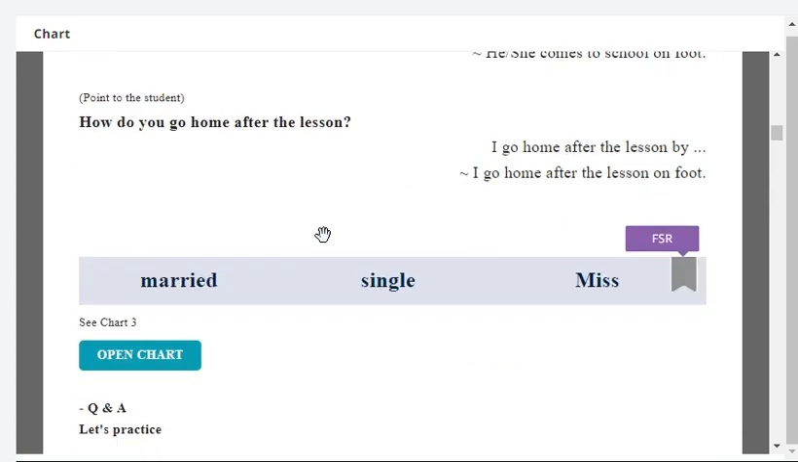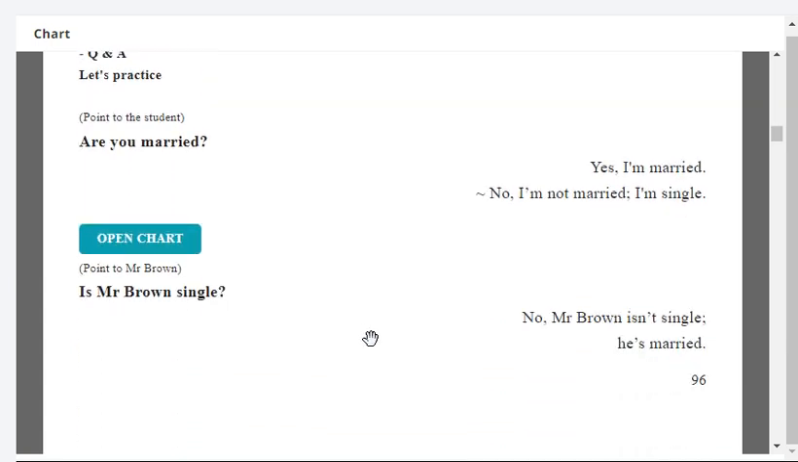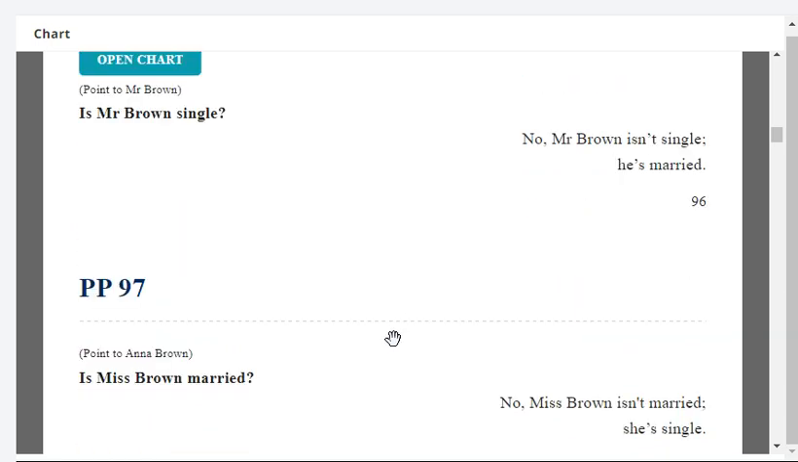How do you go home after the lesson? I go home after the lesson by car. Very good. Are you married? Yes or no? Yes, I'm married. Is Mr. Brown single? No, Mr. Brown isn't single. He's married.